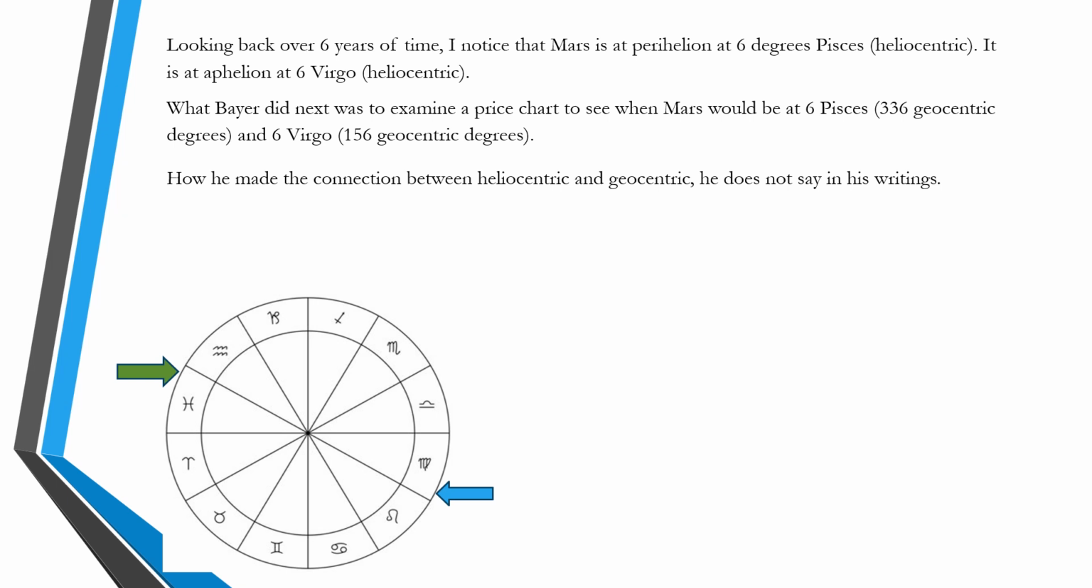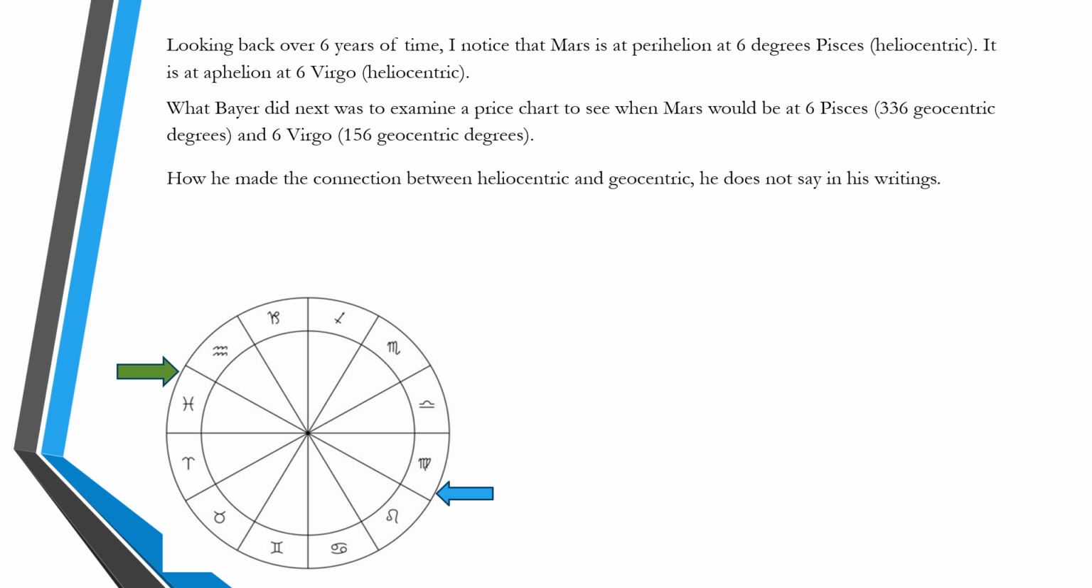Now, he did the same thing on Mars. So again, Mars orbits the sun. It is not perfectly circular, so there will be a perihelion event and there will be an aphelion event. If I look back over the past 6 years, I see Mars when it is at perihelion. That occurs right around 6 degrees of Pisces. The aphelion event occurs around 6 degrees of Virgo.